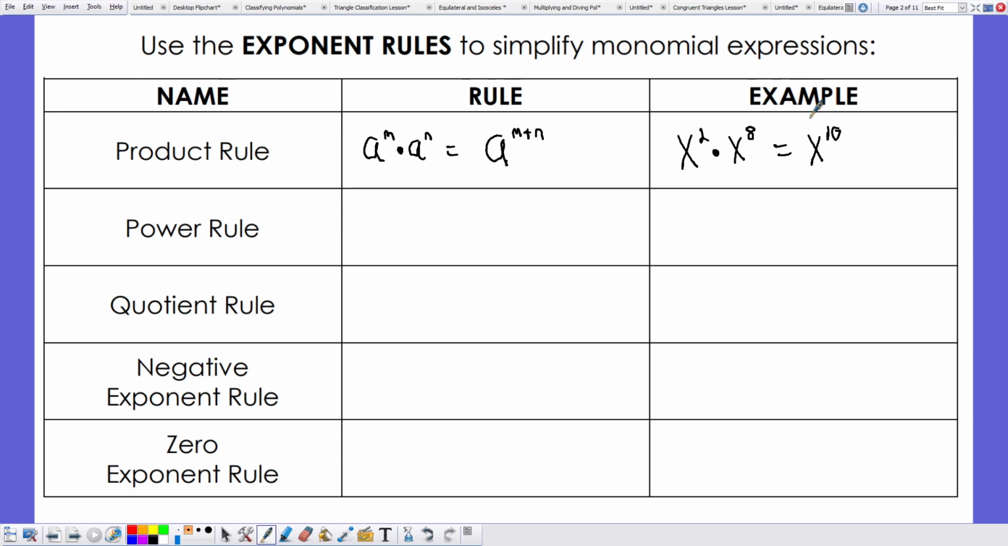Next rule we have is the power rule. This states that if we have a to the mth power and we raise that to the nth power, what that becomes is a to the m times nth power. In this case, you're going to multiply the exponents together. So an example of this would look like x to the 3rd raised to the 5th power. That would equal x to the, 3 times 5 is 15, so x to the 15th power.